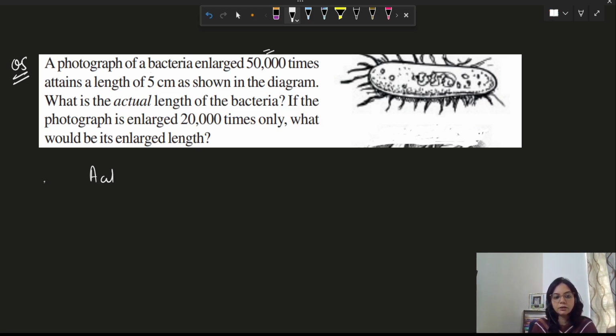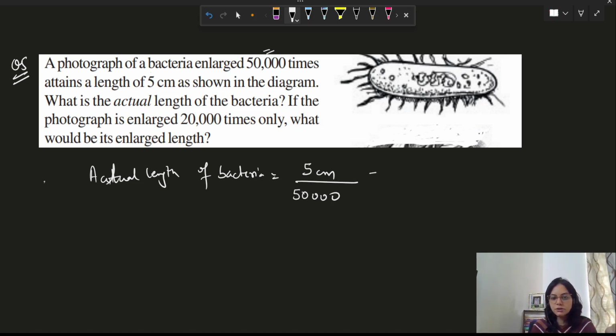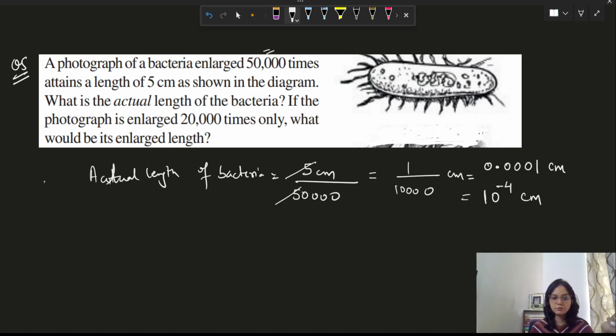So actual length here, how will you calculate the actual length? Actual length of bacteria will be 5 centimeter divided by 50,000. So how much is it? 5 cancels out. It is 1 by 10,000 centimeter, which is 0.0001 centimeter. Or you can also write it as 10 raised to the power minus 4 centimeter. Okay, students, exponents I hope you know. Now, this is the actual length of the bacteria.